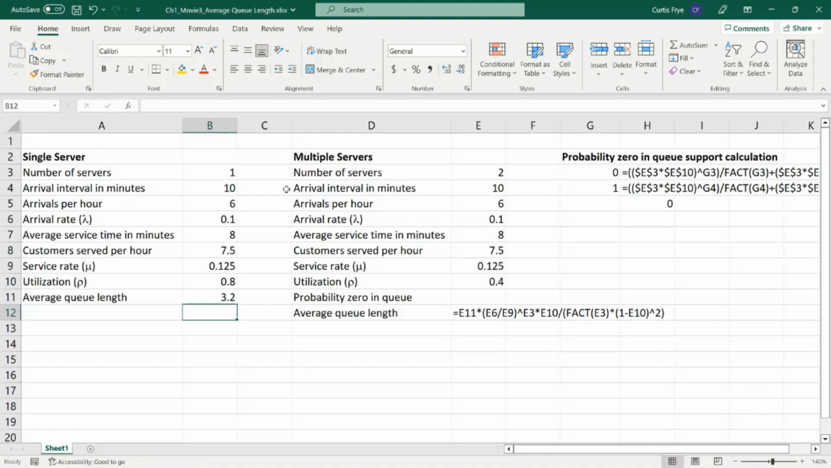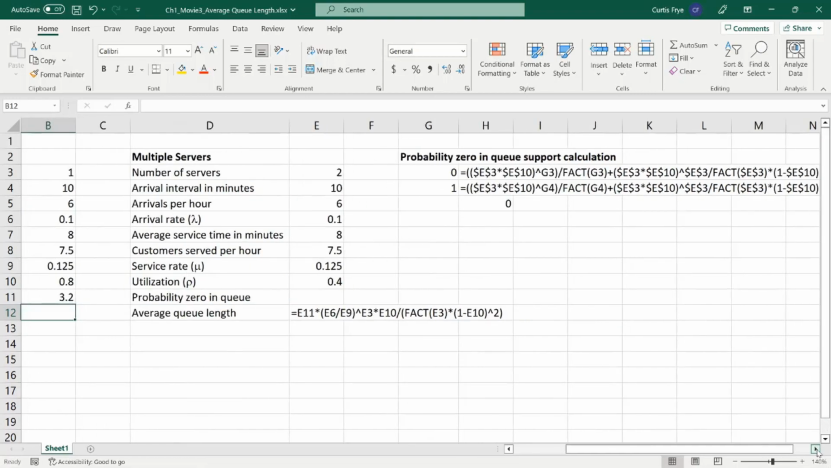Now we can look at the multiple server case, and I'm going to scroll over to the right so we can see the entire support calculations. Everything else is the same, except that we need to do 2 separate calculations, and the first is the probability of 0 people in the queue. In cell E11, you can see that I have a space for that, but I need to do a couple of support calculations first.